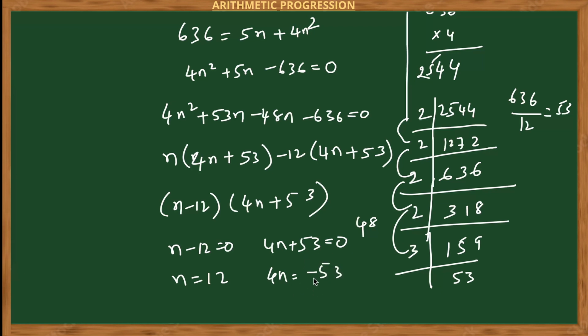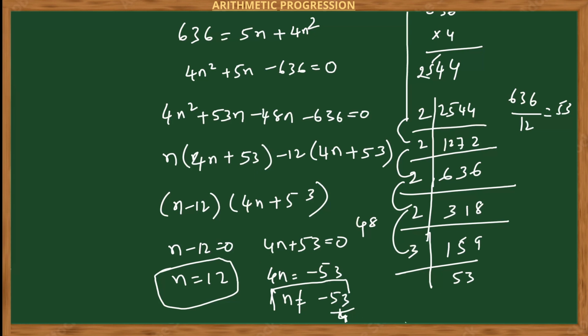Okay, as we can see, it has come as negative. Here itself we can see that it cannot be a negative. So let's further simplify it. Minus 53 divided by 4. Further, it is coming as a fraction. So n cannot be this value. Okay, it cannot be this. So n value is 12, which is positive integer.